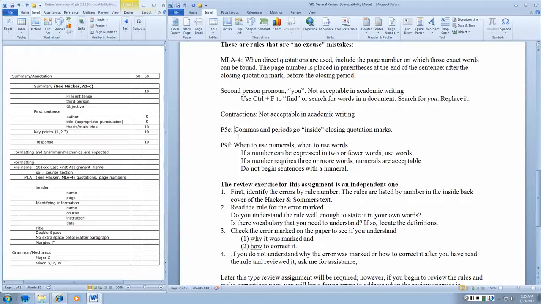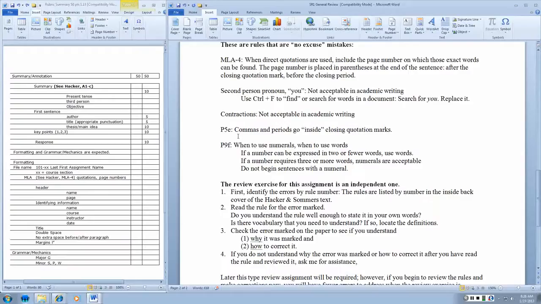There are rules about using numerals, and it depends on what style sheet you're using. MLA is one style sheet. P9F, these numbers and letters are the rules from the Hacker text. They're inside the back cover, and they're also in the tabs with explanations. The rule about numerals and words. If a number can be expressed in 2 or fewer words, 100, 500, 15, 43, you use words in MLA.